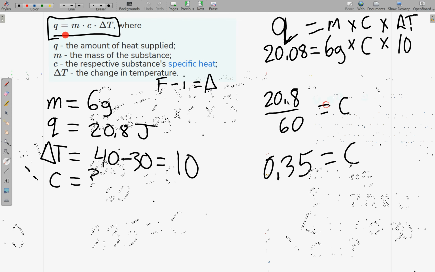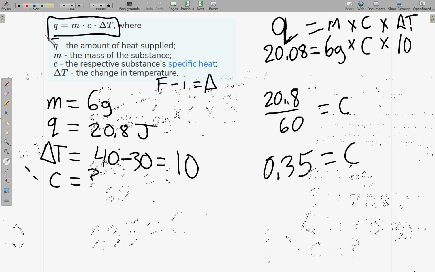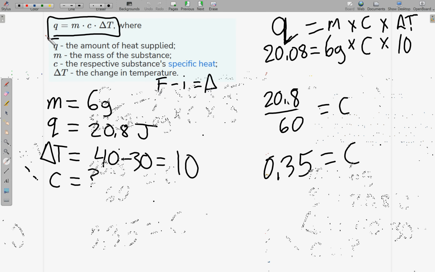so right here, this is an equation to figure out how much energy is gained or lost, basically, or how much heat. The Q is the amount of heat supplied or lost. So if you took a piece of iron and started heating it up, you could calculate the amount of heat it absorbed. Or if you took a piece of iron and put it in the freezer, you could figure out how much heat it lost.